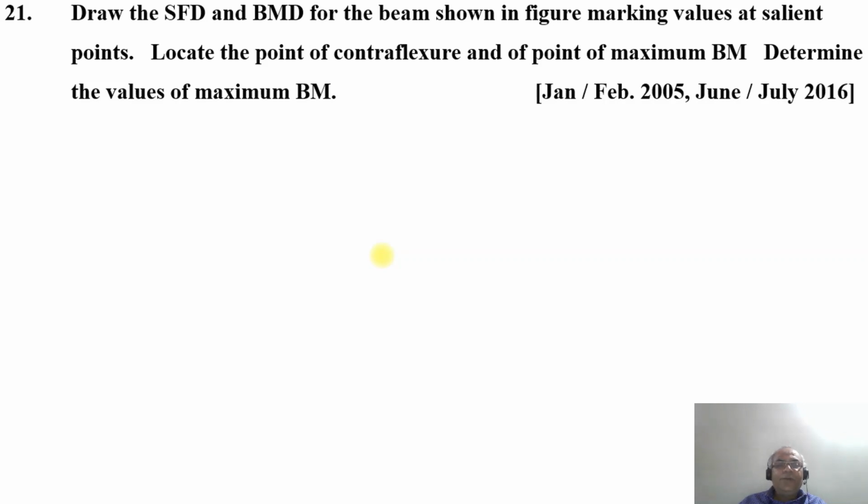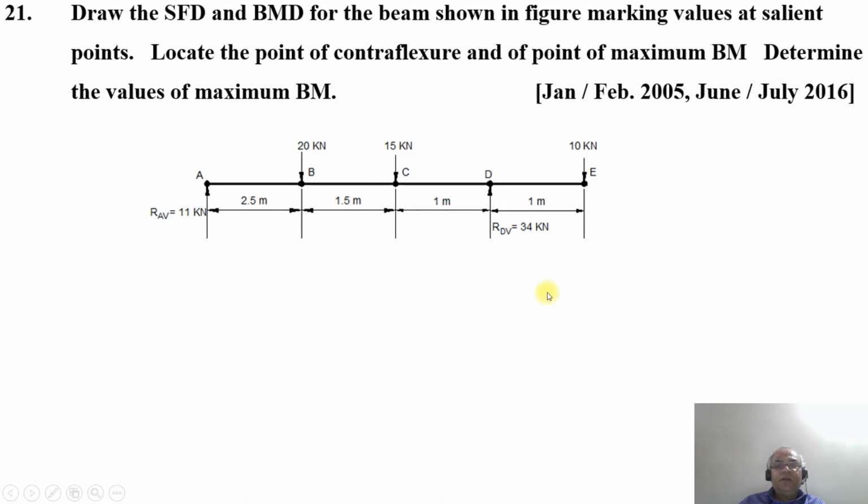Now, in this video, we're going to take up one more problem on the overhanging beam. Draw the SFD and BMD for the beam shown in the figure, marking the values at salient points. Locate the point of counterflexure and the point of maximum bending moment. Determine the value of the maximum bending moment.